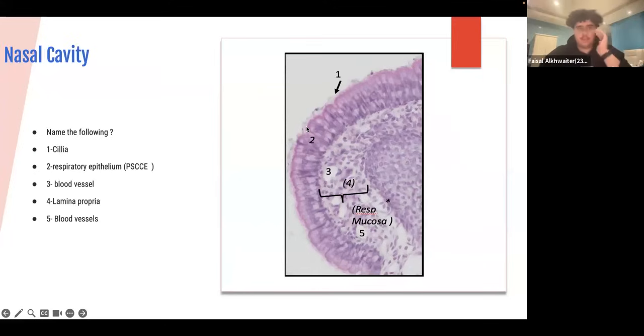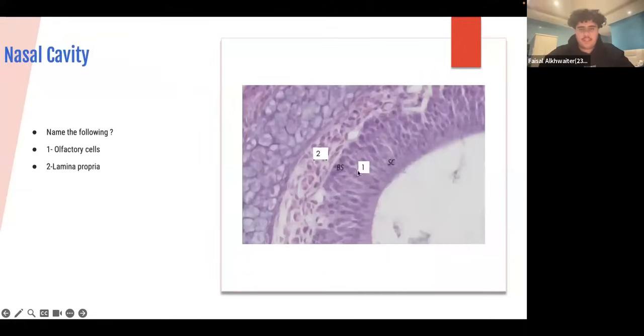Yes. Columnar. It's respiratory epithelium. It's pseudostratified ciliated columnar epithelium. You're going to see that a lot. 3 is usually where vessels are. And then you've got the lamina propria of these cells. You also have the olfactory cells here, which are also part of the nasal cavity. And then you've got their lamina propria.